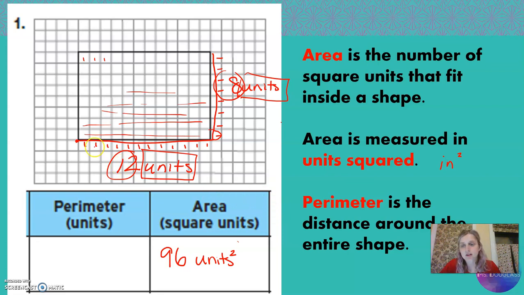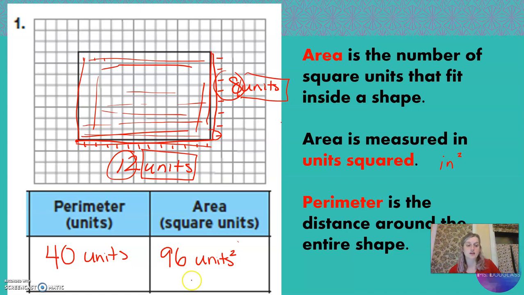The perimeter is 12 plus 8 plus 12 plus 8. You can do 12 plus 8 is 20 plus another 20, or sometimes some people like to double them and say 12 plus 12 is 24, 8 plus 8 is 16. Together that makes 40, because 20 plus 20 is also 40. Perimeter is only units. There's no exponents there, because we did not have to multiply anything to get our final answer. We added units and more of the same units.